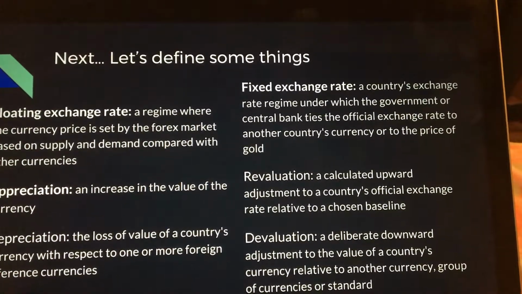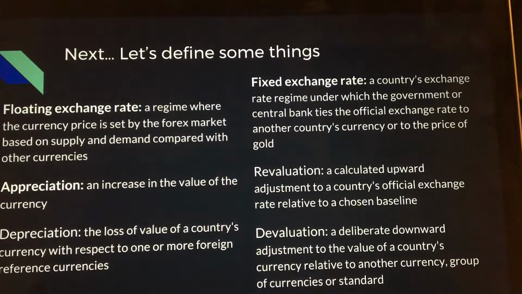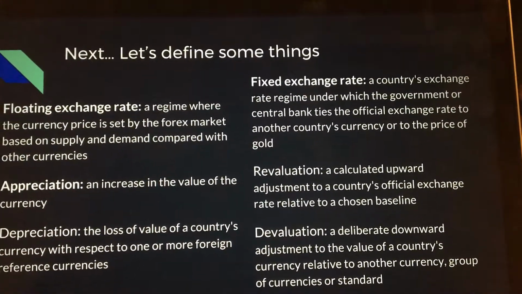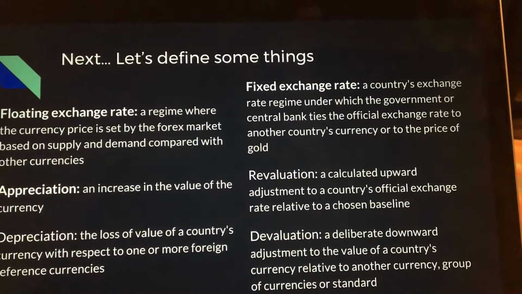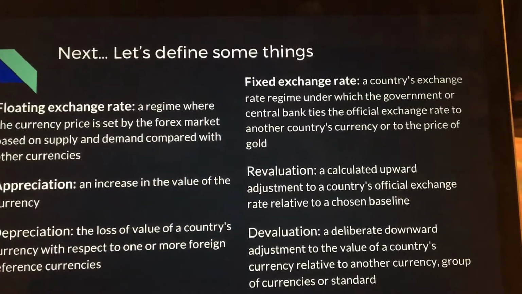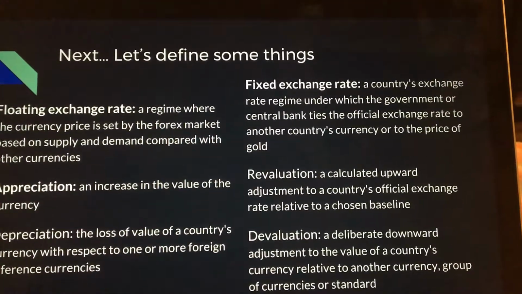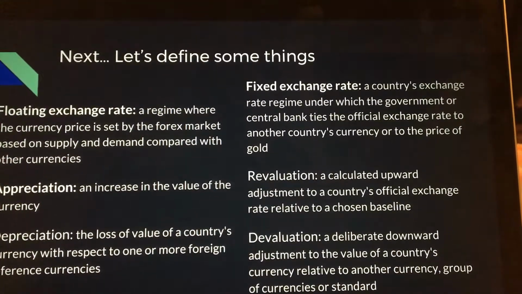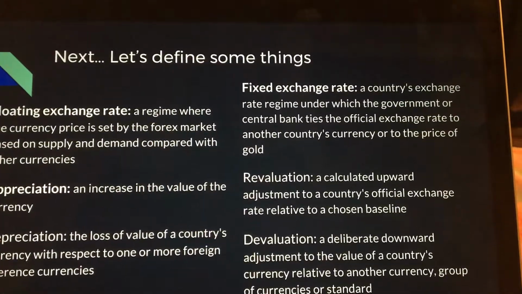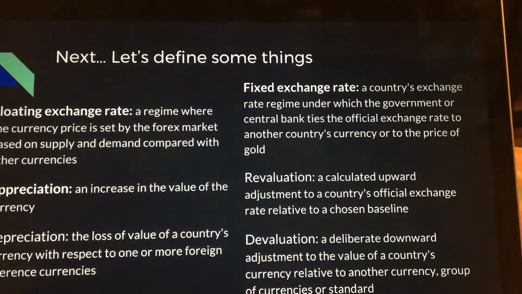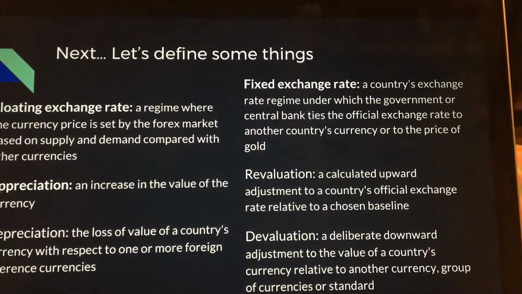Floating exchange rates, it is important to note, are due to supply and demand, while fixed exchange rates are due to the government changing the value of the currency. A fixed exchange rate is a country's exchange rate regime under which the government or central bank ties the official exchange rate to another country's currency or to the price of gold.